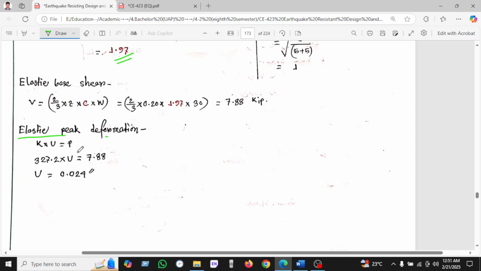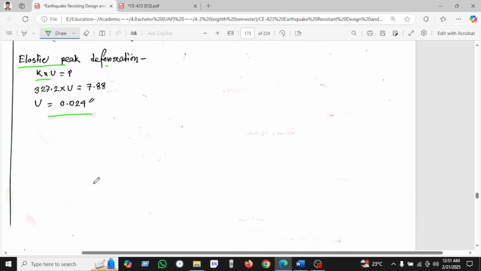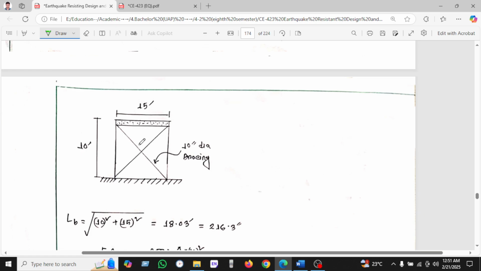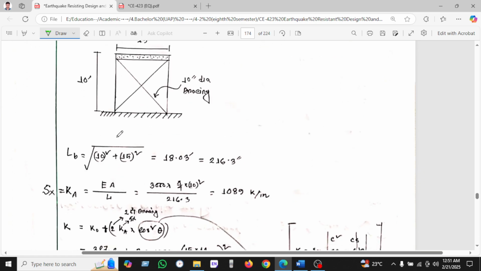And for the elastic peak deformation we know K u equals P, and in this way we put all these values and found that the displacement is 0.024 inches.